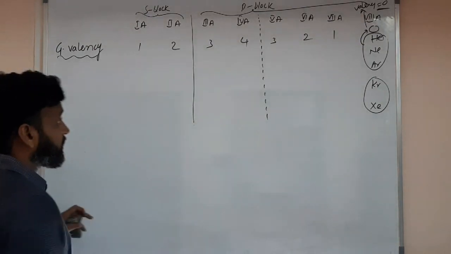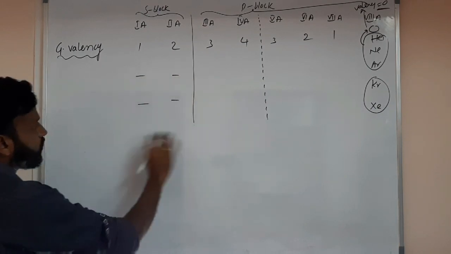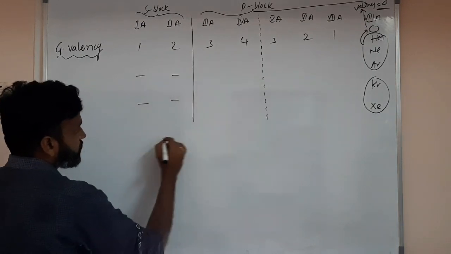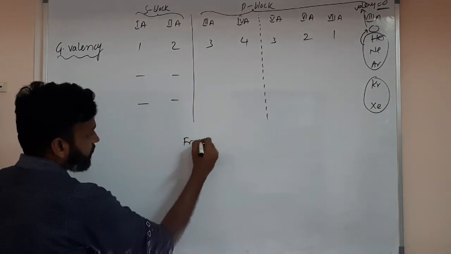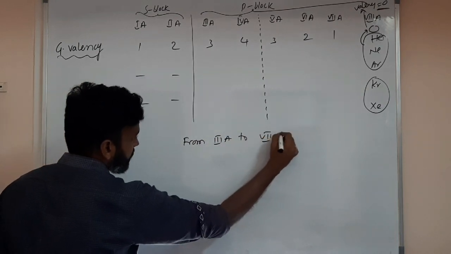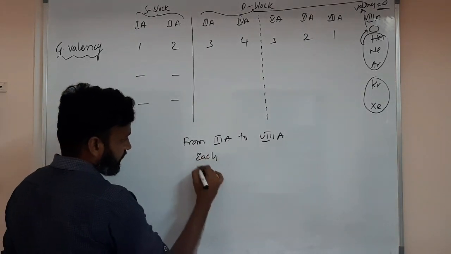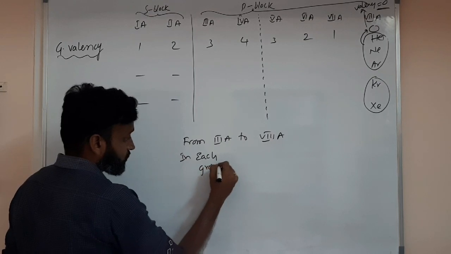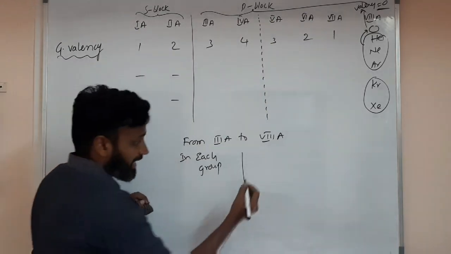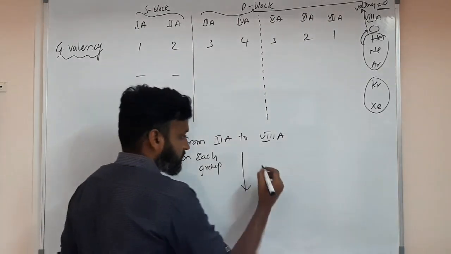Okay. So, except 1A and 2A, there are no other valencies. But in any other group, from 3rd A to 8th A, each group, as going down, the bottom elements exhibit 2 more valencies.